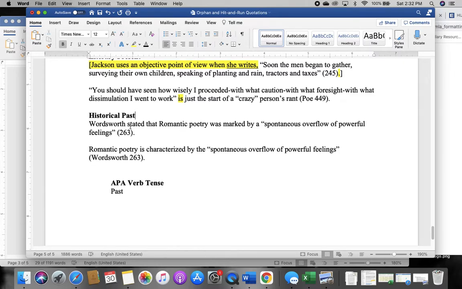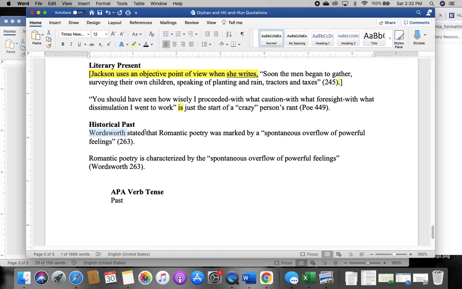So they're using the poet Wordsworth here. But they've done a great job by, here's some examples of in-text citations. But the verbs are in the historical past.